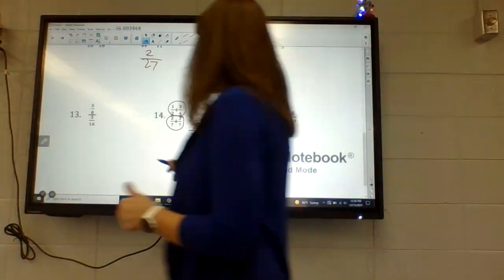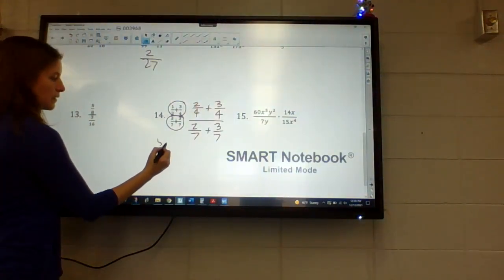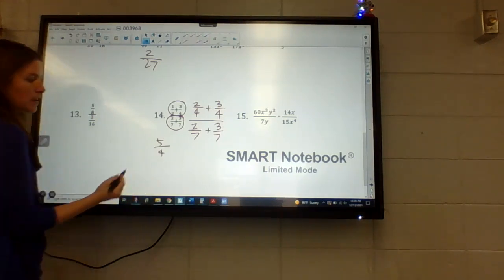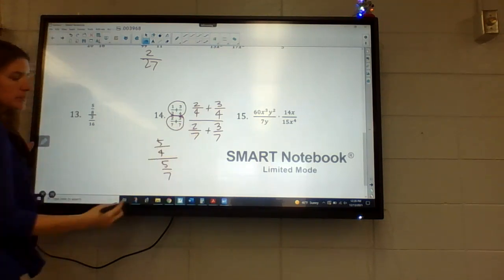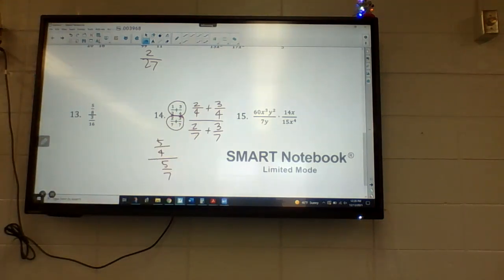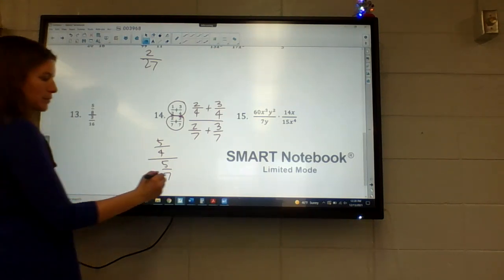So on top up there, I get 5/4 when I add those, divided by 5/7 when I add the ones in the bottom. And then this division problem, just again, keep the first one, switch it to multiplication, and flip the second one.